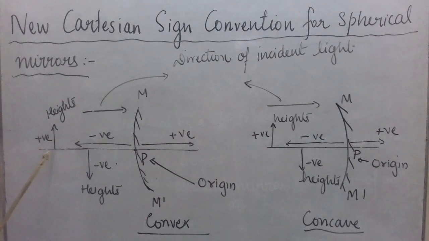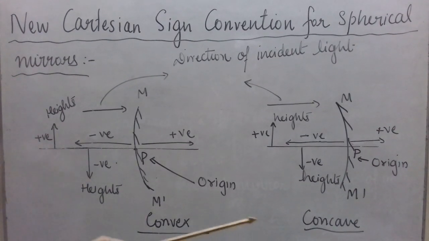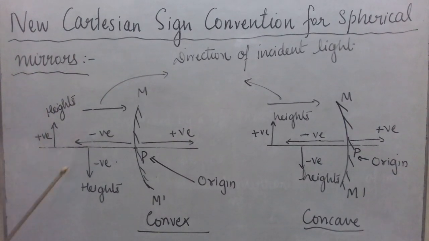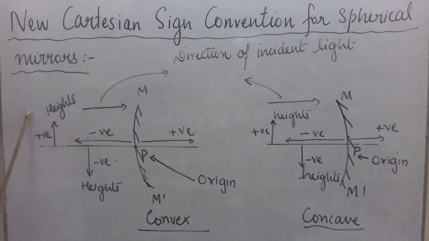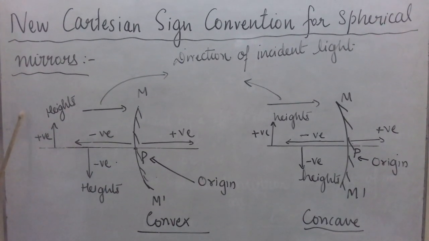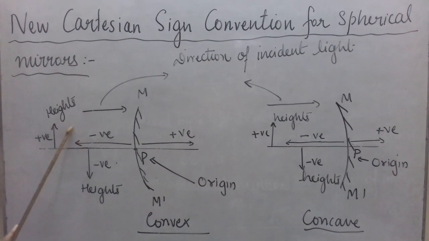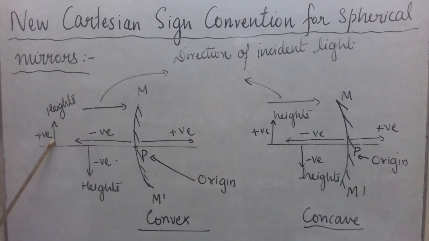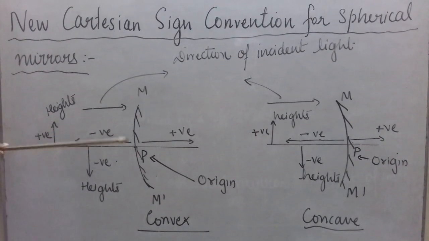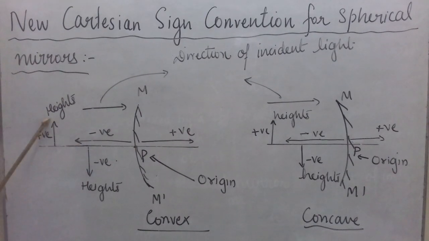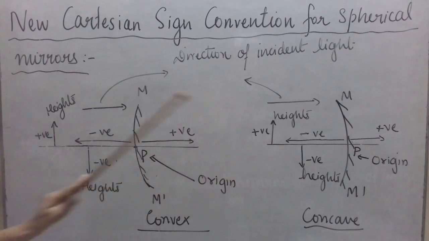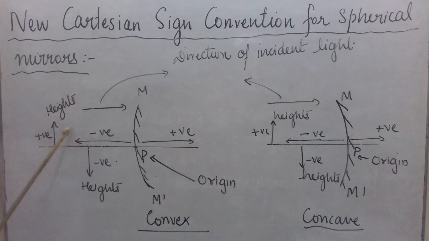So whether the spherical mirror is convex or concave, you have to follow this new Cartesian sign convention. Now, the object is always on the left hand side. So object distance, which we represent by u, is always negative, because u is the distance between object and pole, and the object is lying on the left hand side. In our case, we are always going to place the object above the principal axis like this. So height of object will always be positive. Remember, in both the cases, height of object will be positive and u will be negative.